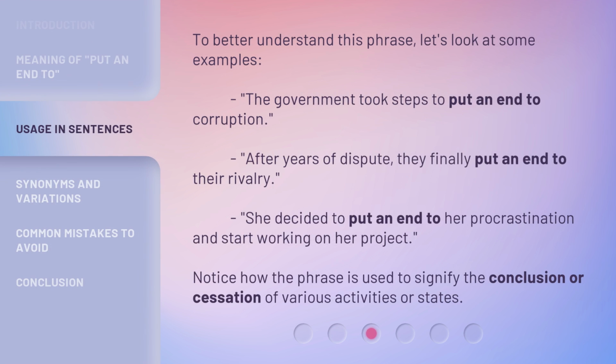To better understand this phrase, let's look at some examples. The government took steps to put an end to corruption. After years of dispute, they finally put an end to their rivalry. She decided to put an end to her procrastination and start working on her project. Notice how the phrase is used to signify the conclusion or cessation of various activities or states.